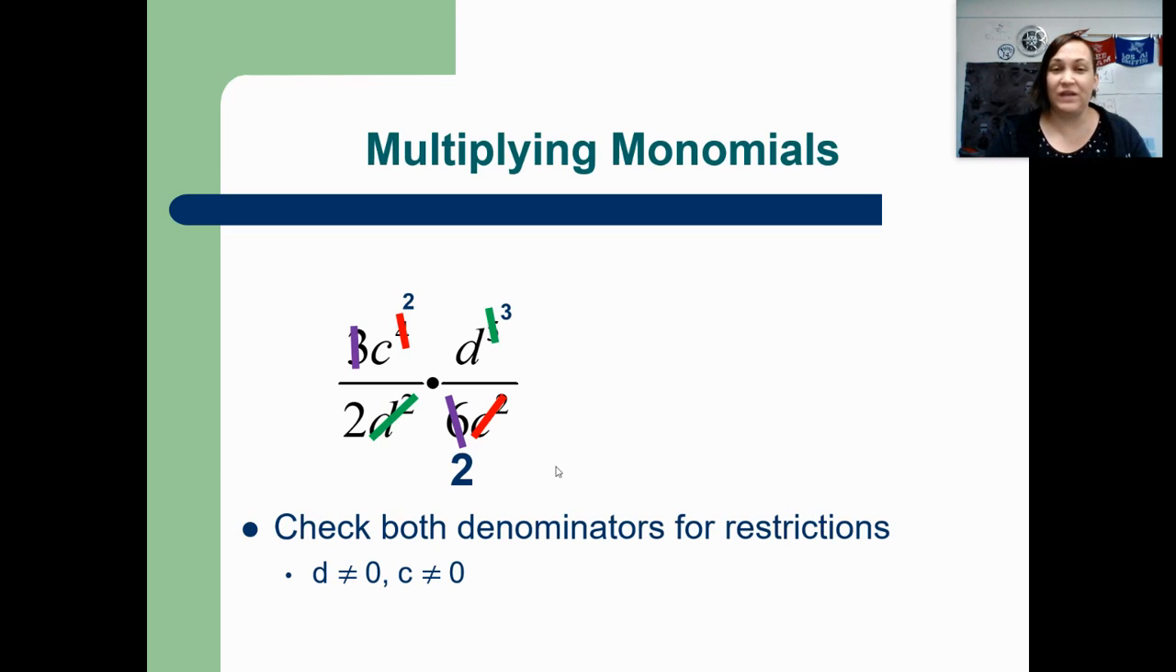When you're all done with the entire problem, your final answer should be a single fraction. So don't leave it as two separate fractions. Make sure to multiply it together into a single fraction. And it is multiplying. Whatever has not been canceled does need to be multiplied together. On top, I have a c squared and a d to the third. And on the bottom, I have a 2 times 2, which is 4. So my final answer for this problem is c squared d to the third over 4. And the restrictions were d cannot equal 0 and c cannot equal 0.